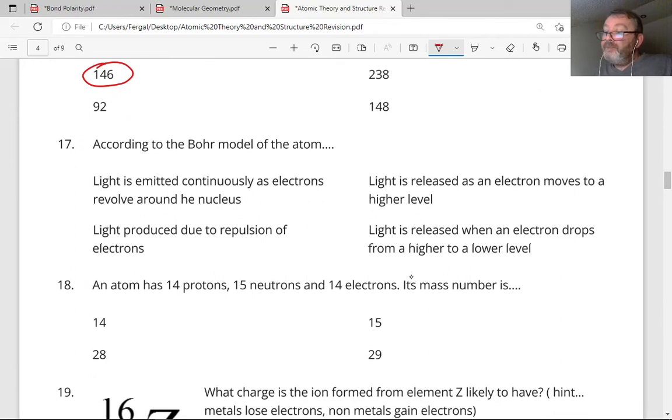According to the Bohr model of the atom, light is emitted continuously as electrons revolve? No. Light produced due to repulsion? No. Light is released as an electron moves to a higher level? No. When electrons are moving up, they're sucking in energy. Light is released when an electron drops? Yes, because when they fall down, they've got to give the energy out. So that one there is the correct answer.